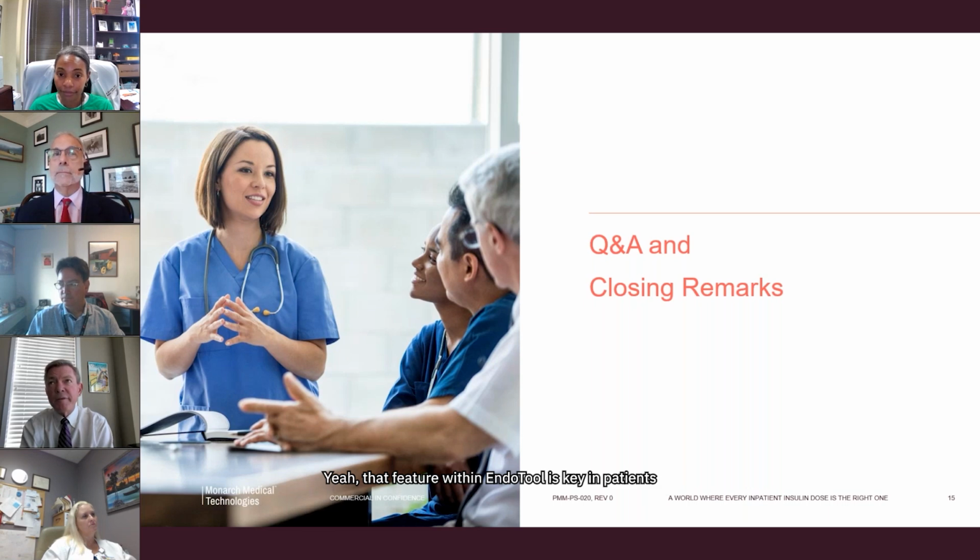Yeah, that feature with EndoTool is key in patients that have renal insufficiency. We've actually shown in our own internal data analysis that patients with a GFR less than 20 have no higher incidence of hypoglycemia than those with a GFR greater than 60. So it allows patients with renal insufficiency to be treated without development of hypoglycemia.